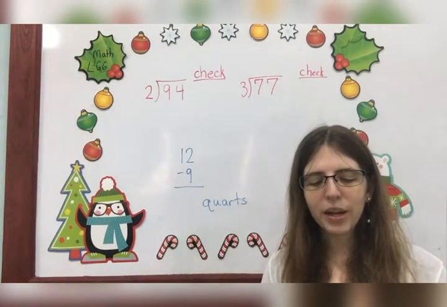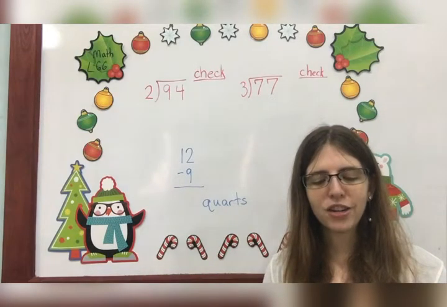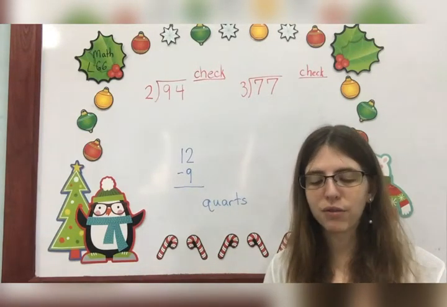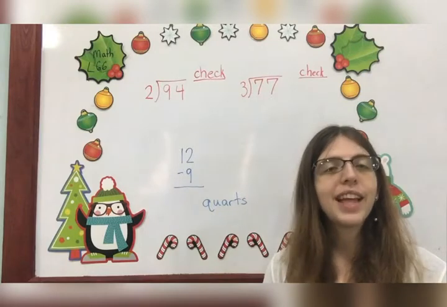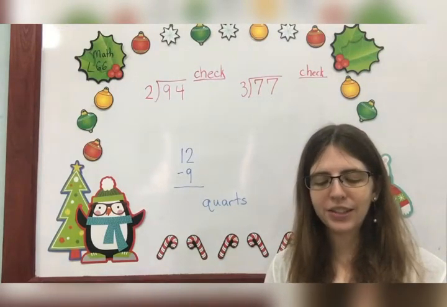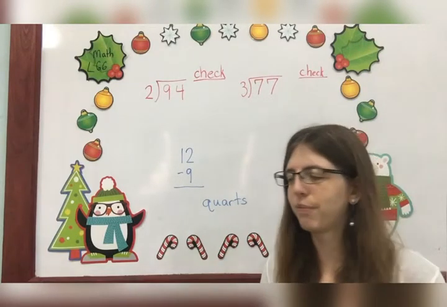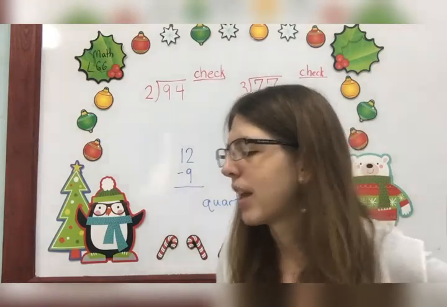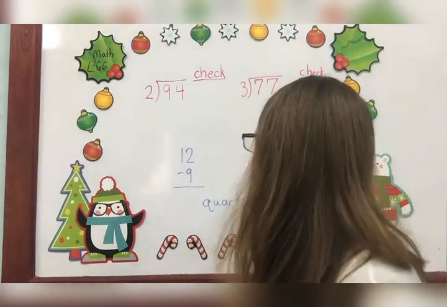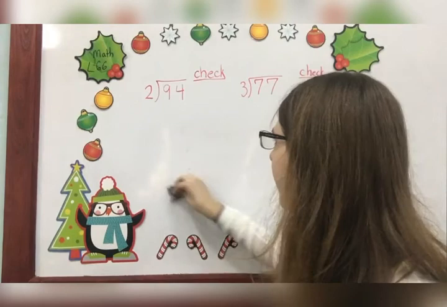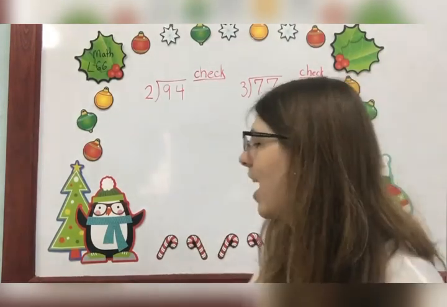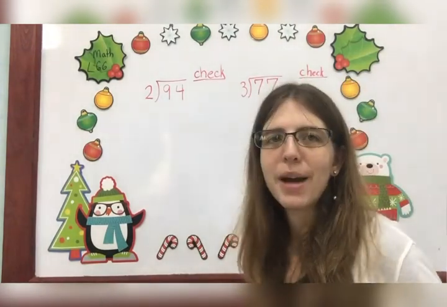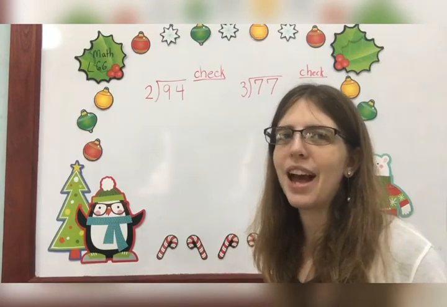All right, let's look quickly at number 4. It says divide and check. Some problems may have remainders. We're going to do letters A and B together, but letter C you have to do by yourself. So letter A, 94 divided by 2. Let's start with our first digit, 9. 9 divided by 2. How many groups of 2 are in 9?